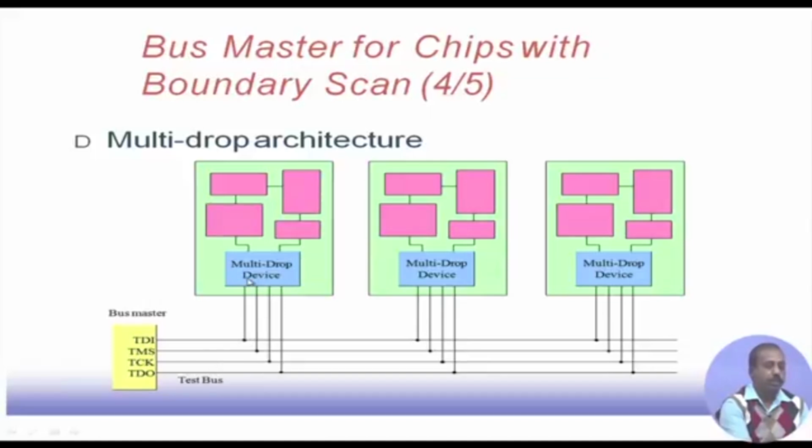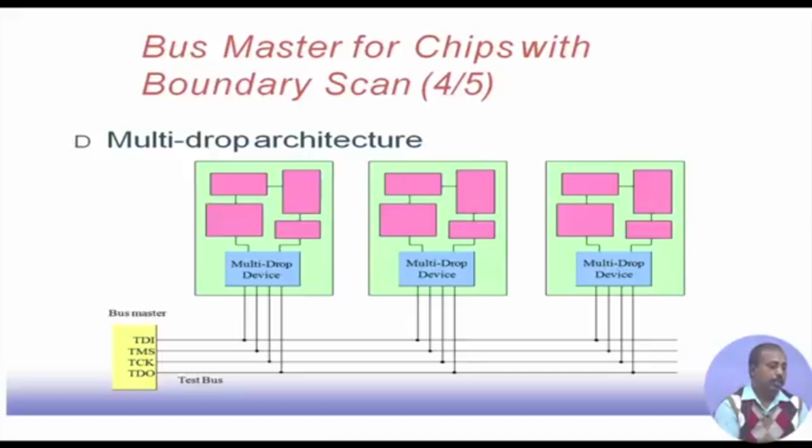This multi-drop device must have some device ID, and by looking into the TDI bits, it should be able to understand whether this operation is for this particular device or not. If it is for a particular device, then only the TDI line will be transported to the actual TDI of the boundary scan of these 4 chips. Similarly, if this device has been addressed, based on that address, the TDI line will be coming to this chip. So, it may be possible that we have a multi-drop bus type of structure.